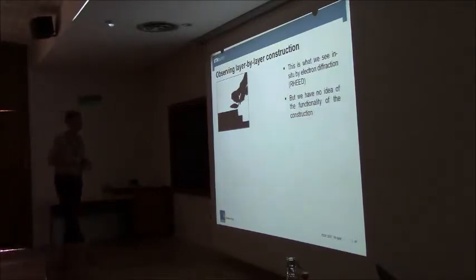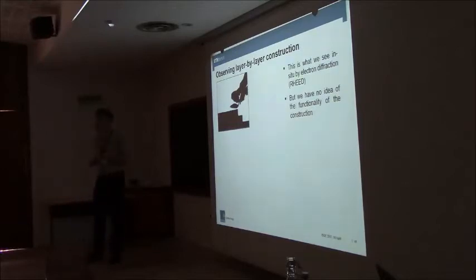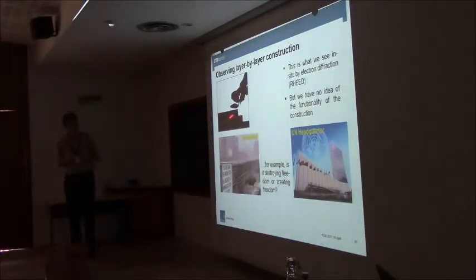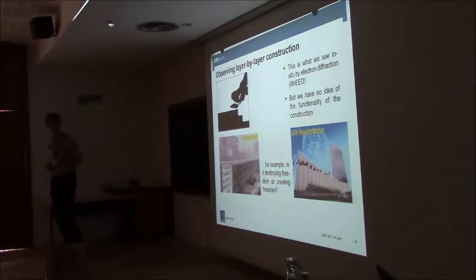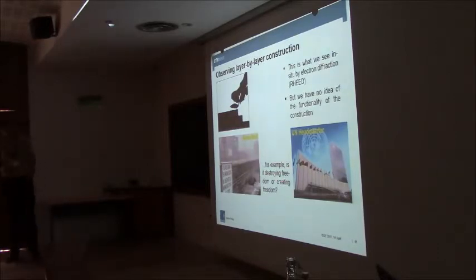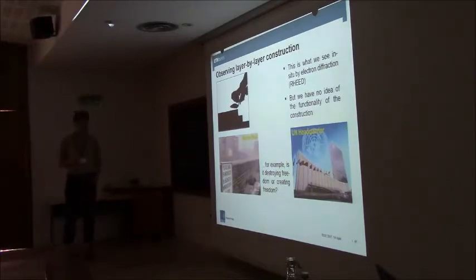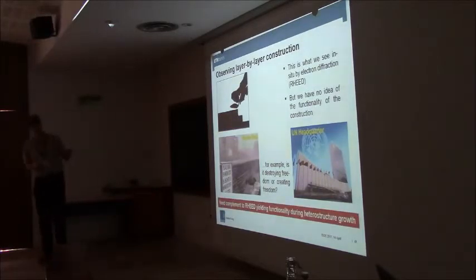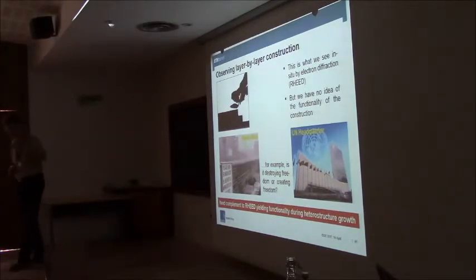So it's a little bit like growing a building and not knowing what kind of building you are building. So here's an example. So you put brick on brick, but you don't know are you building the Berlin Wall or the UN headquarters. So create something that destroys freedom or creates freedom. So we need a tool that tells us this transfer to thin film growth. We need a complement to electron diffraction that yields the functionality of a growing film while it grows.